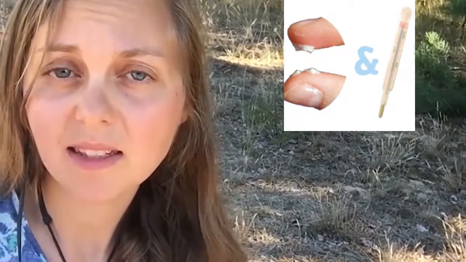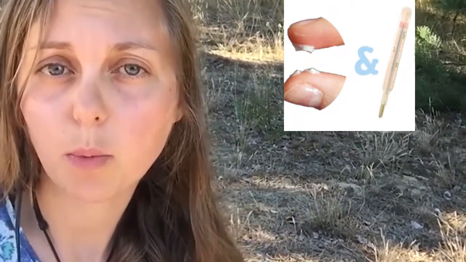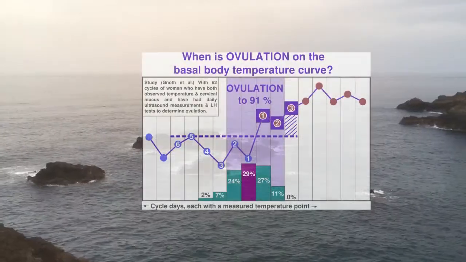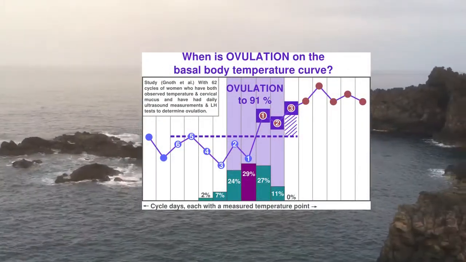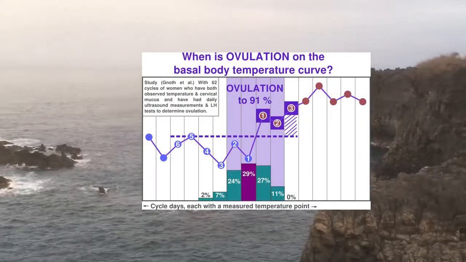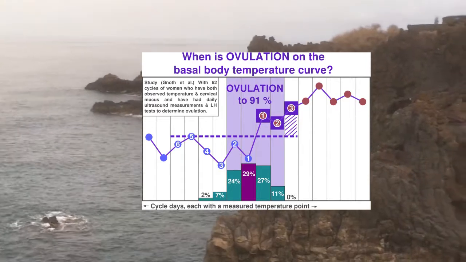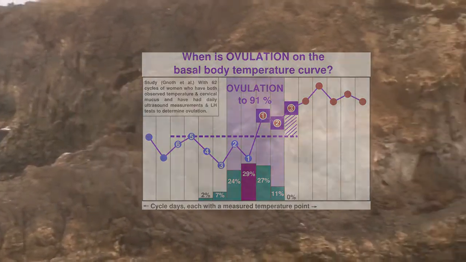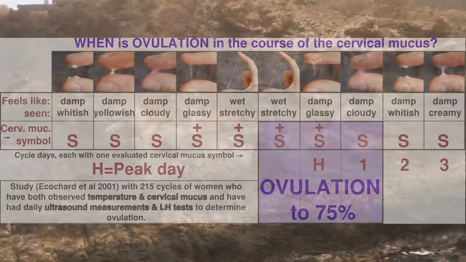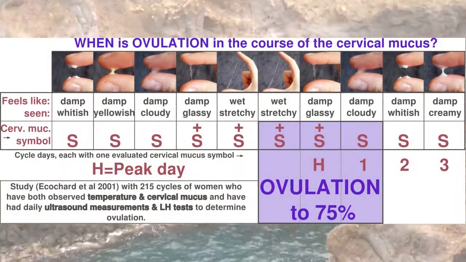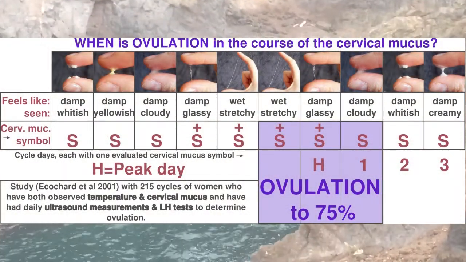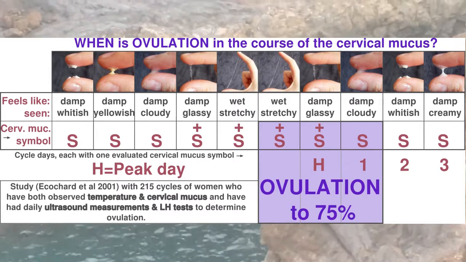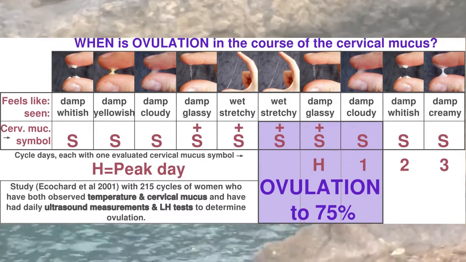In my opinion, the FAM is the best natural method to get pregnant. Because with the Symptothermal Fertility Awareness Method, you can determine ovulation with a 91% certainty of up to 4 days based on the temperature curve. Alternatively, you can use the cervical mucus peak to determine ovulation with a 75% accuracy to within 3 days.